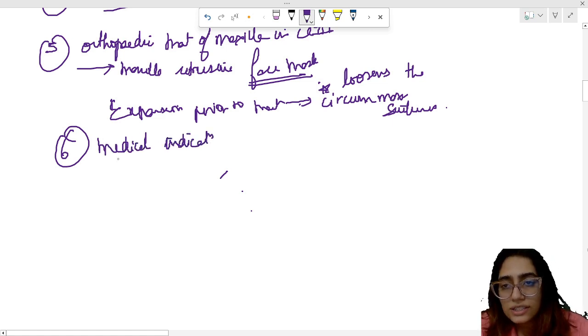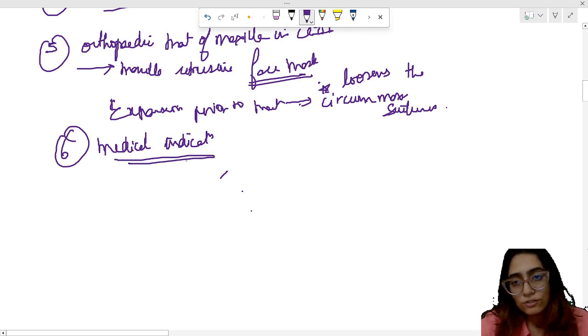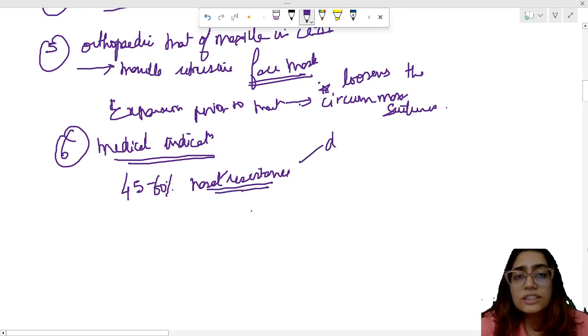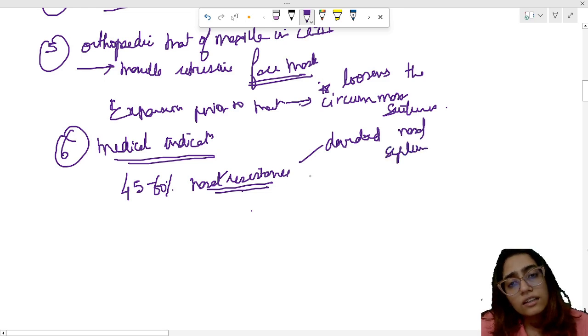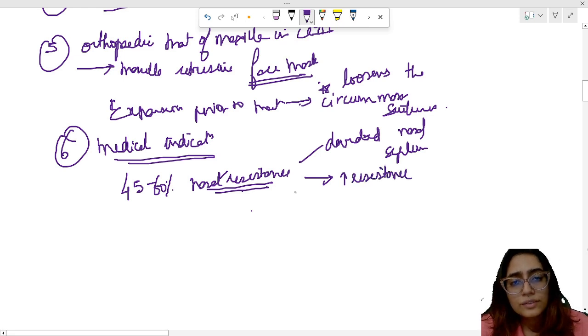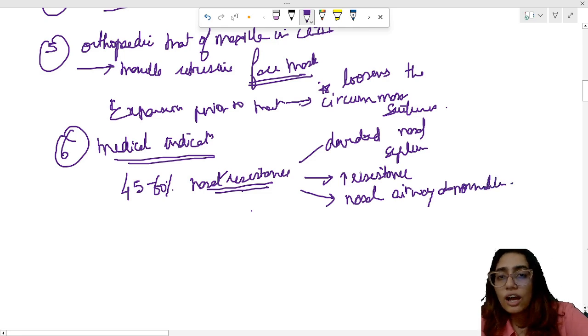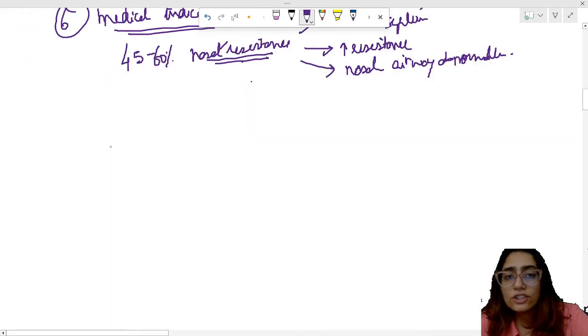Because the maxilla is expanding and it is also in contact with the nasal floor, it has been found that around 45% to 60% of the nasal resistance is reduced with the therapy of expansion. So this can be used in cases in which there is a deviated nasal septum, a problem in breathing, increased airway resistance, right, and nasal airway abnormalities. So in all these cases, expansion can be used. So now we have covered the history and the indications of the expansion therapy.